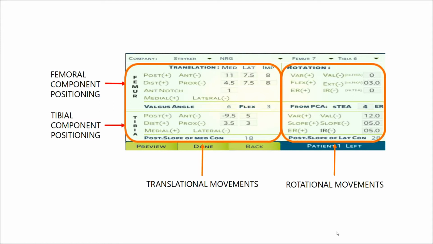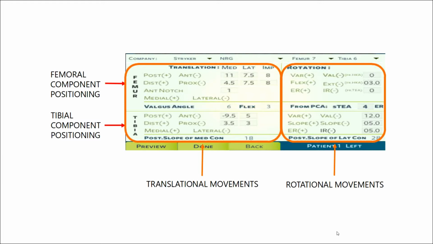The right column deals with the rotations. All three rotational movements are possible in steps of 0.5 degrees. Varus is denoted by a plus sign while valgus is denoted by a minus sign. Flexion is denoted with a plus sign while extension is denoted by a minus sign. External rotation is denoted with a plus sign while internal rotation is denoted by a minus sign.